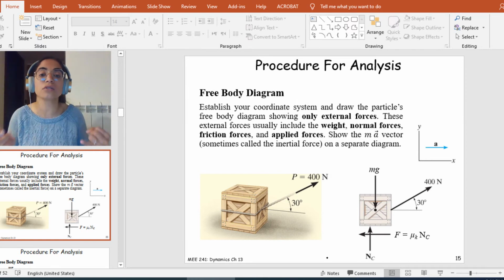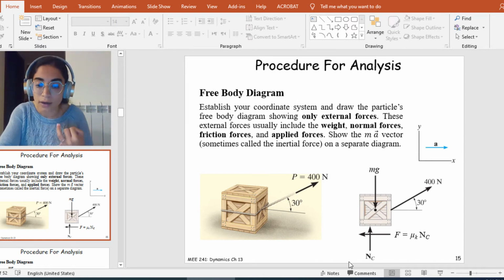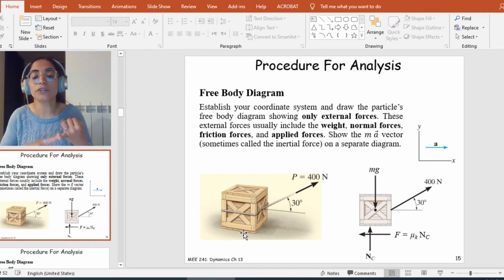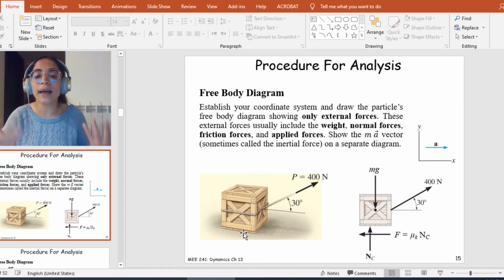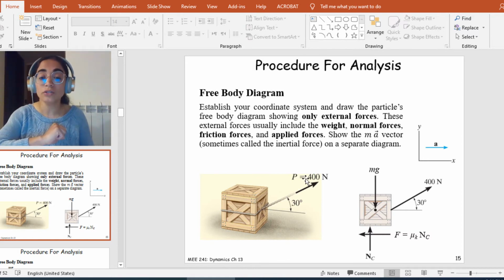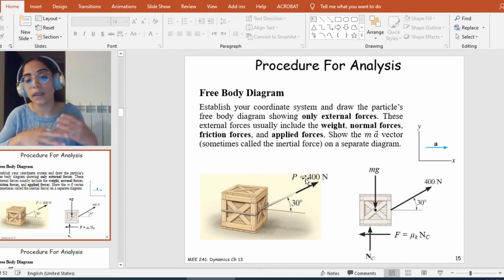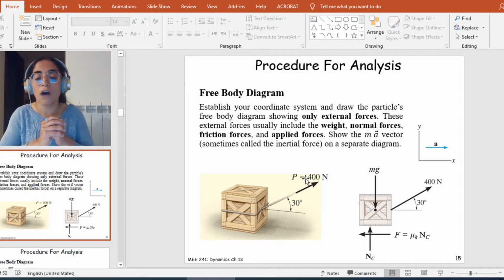These external forces usually include the weight, which is always vertical and equal to m times the gravity; the normal forces, which are always perpendicular to the area of contact; the friction forces, which are always opposite to the motion; and the applied forces, like here, the towing force P equal to 400. So this is also an external force, and it is maybe what is causing the motion of this body.